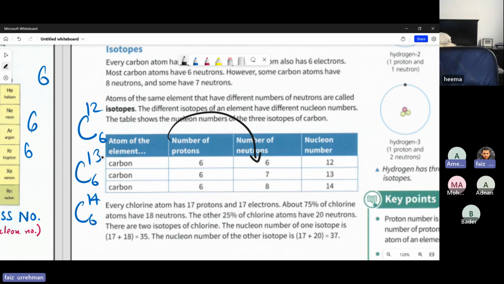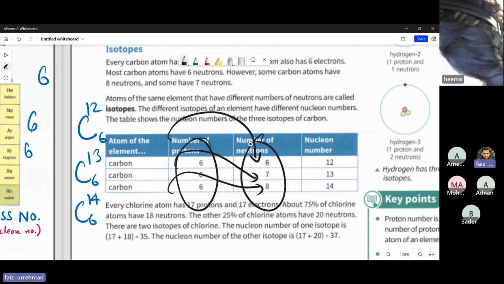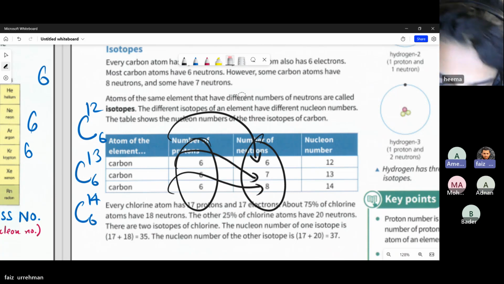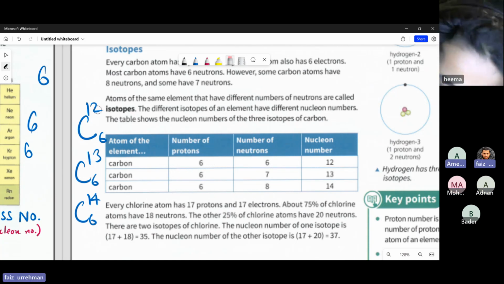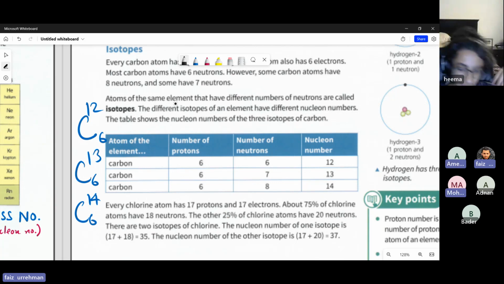What is the second version? 13 minus 6 is what? 7. You get 7 neutrons here. So basically what do you see? The same number of protons, but a different number of neutrons. This concept is known as isotope. And not only carbon, there are more isotopes available in nature.